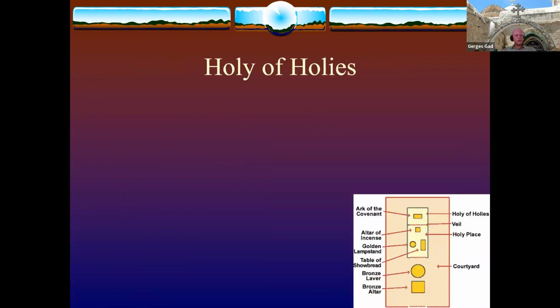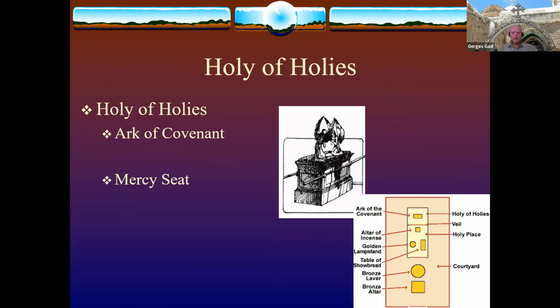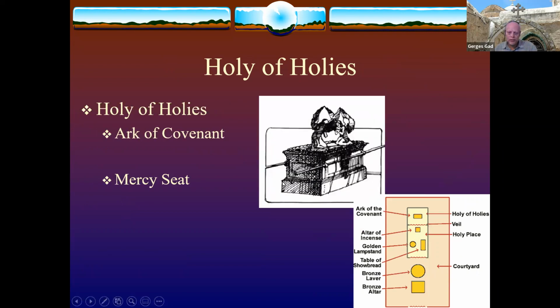The Holy of Holies, this is the inner part. I told you everything is in threes, right? So the Holy of Holies has three things in it. It has the Ark of Covenant. This is the Ark of Covenant here. And on top of it, this cover, it's called the Mercy Seat. So two things here. We have the Ark of Covenant and then the Mercy Seat on top of it. And then we have the Golden Censer, right? So three things in the Holy of Holies: the Ark of Covenant, the Mercy Seat, and the Golden Censer. Pay attention to these things because I'm going to ask you about them at the end. I'm giving you a hint of what the questions are going to be.